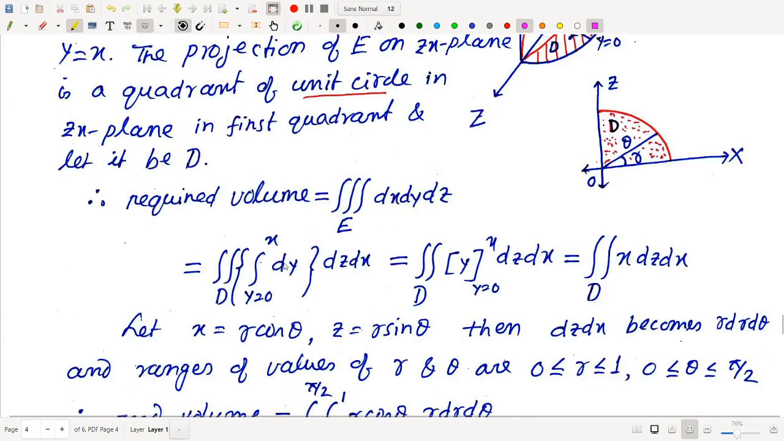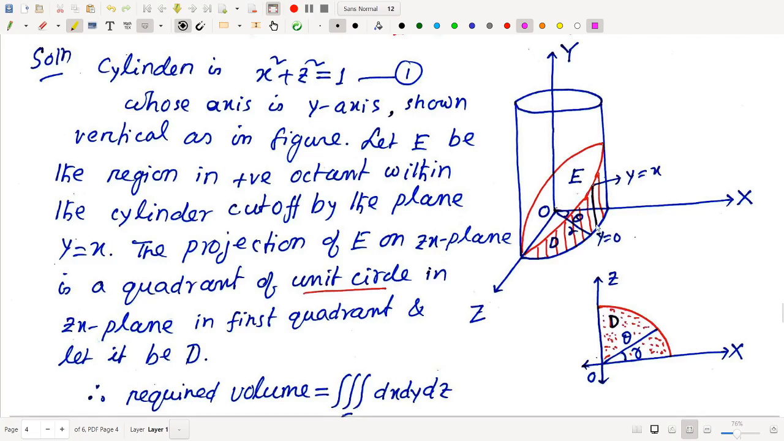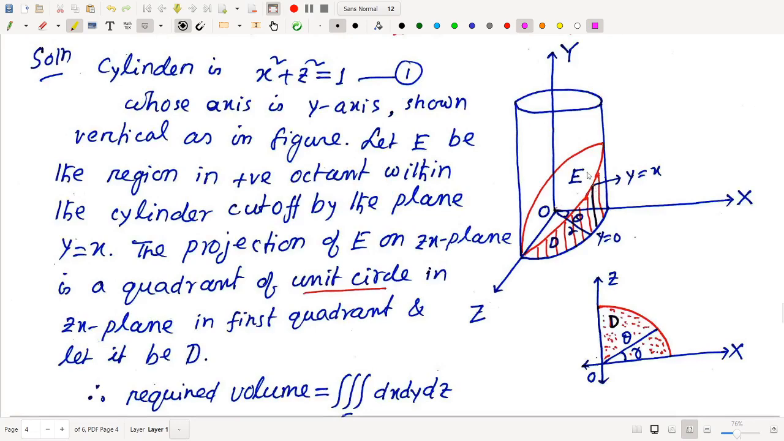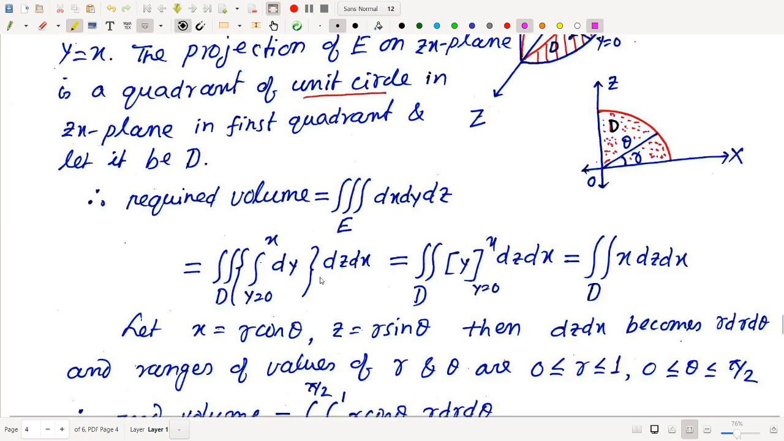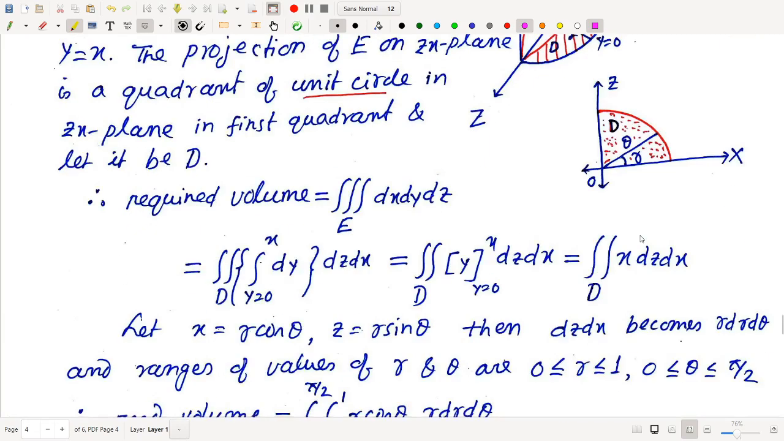So this can be written as a single integral and a double integral. Here what we see is that the limits of y are variable, y equal to 0 to y equal to x. Y varies from the xz plane along the wall of the vertical cylinder up to the point where the cylinder is cut by the plane y equal to x. So we integrate with respect to y first, y equal to 0 to y equal to x, and then we have the double integral symbol over the region D, where D is the projection of E on the xz plane.